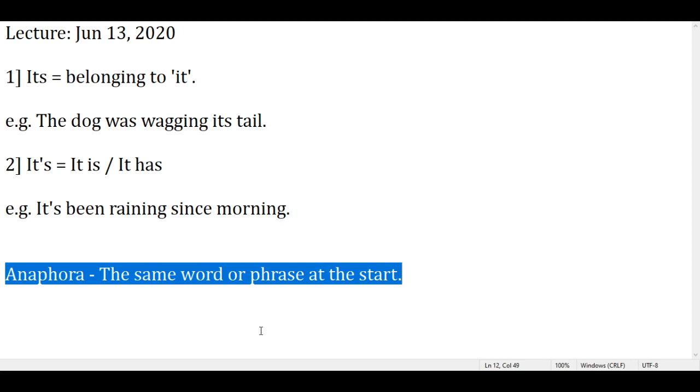Normally we have the countdown timer, but for this one I don't want a separate countdown timer. Just do it fast. Anaphora. And why is it anaphora? The same word, in this case the word is still, or sometimes a similar phrase, reoccurs to introduce every line, or maybe sometimes the first line of every stanza. That is known as anaphora.